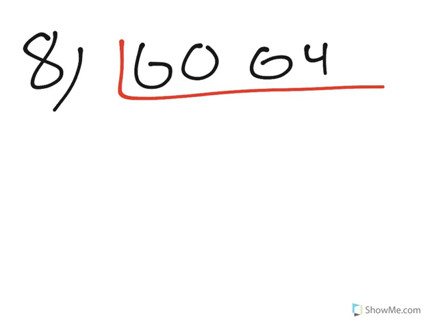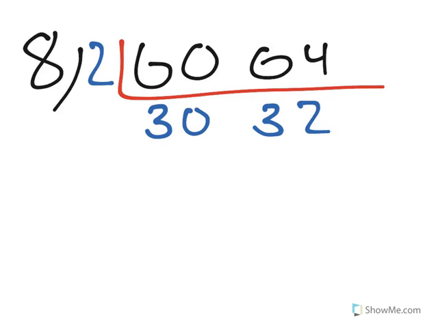And I'm going to think of what would go into 60 and 64. I'm going to start with the easiest one. Since they're both even, I'm going to start with 2. So I like to start with whatever's easier, 2. So 2 goes into 60 30 times. 2 goes into 64 32 times.